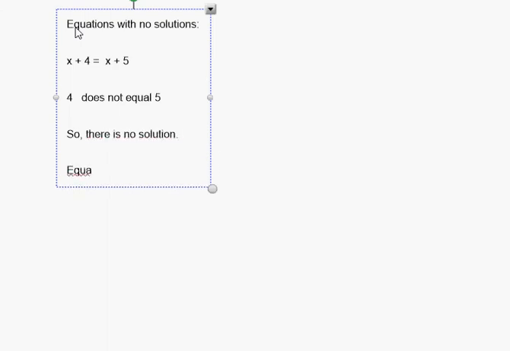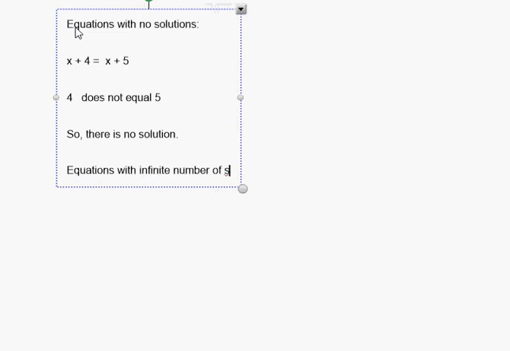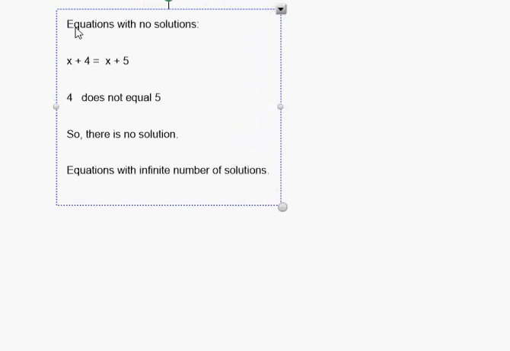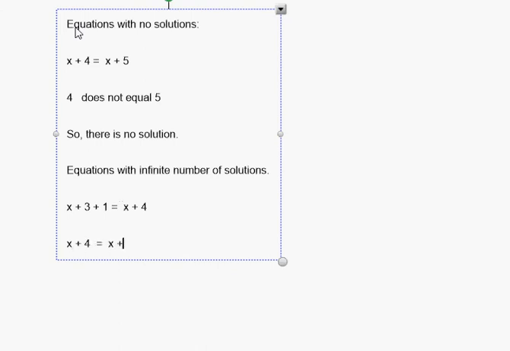But equations with an infinite number of solutions, like if we have x plus 3 plus 1 equals x plus 4, both sides are identical when we go to simplify them. And if we subtract x from both sides, we get 4 equals 4. Well, that's a true statement, and we will get an infinite number of solutions.